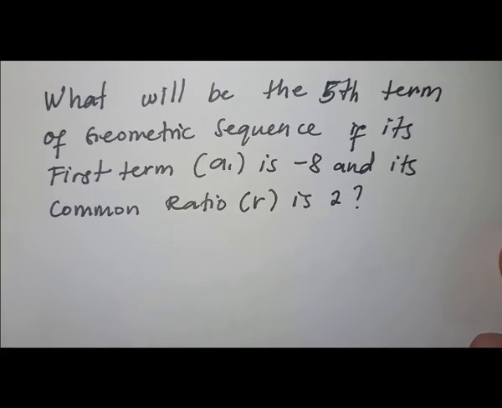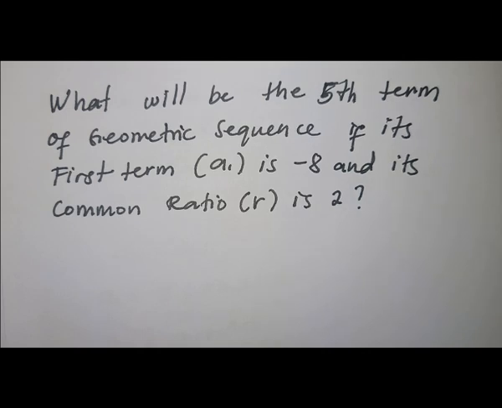Okay, so ngayon, subukan nating mag-solve ng isang geometric sequence problem using the formula. Okay, so for example, we have this problem. What will be the 5th term of a geometric sequence if its first term, or a sub 1, is negative 8 and its common ratio is positive 2?